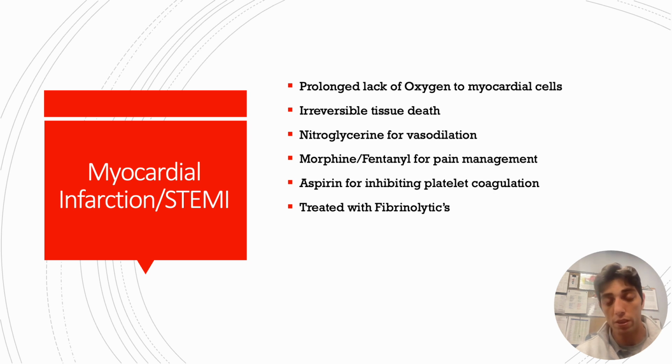Before we give nitroglycerin in an MI, we also want to confirm that there's no right-sided involvement. If it's an inferior wall MI, we're going to do a right-sided 12-lead just to make sure there's no right-side involvement, because that's going to be a contraindication to giving nitroglycerin in this scenario.